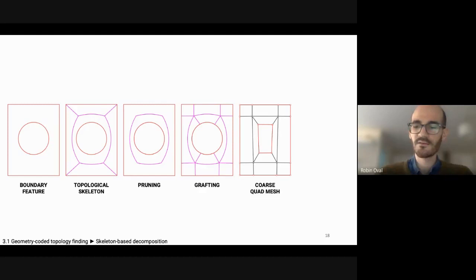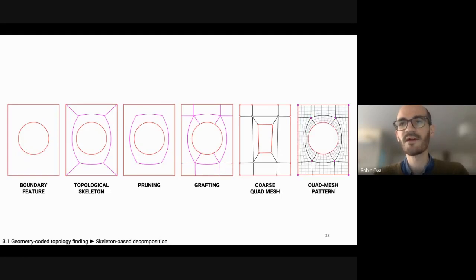And then, discarding the actual curvature of the branches of the skeleton, you can get the coarse quad mesh, and then following your favorite design process, from finding algorithms or whatnot, you can densify it, smooth it, and you obtain this quad mesh pattern where you can see, in gray, and in black the coarse quad mesh, and the singularities in pink.